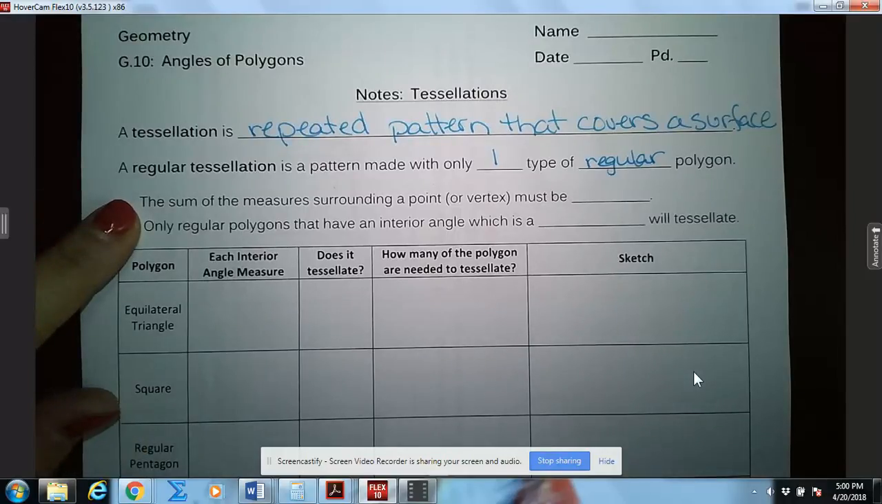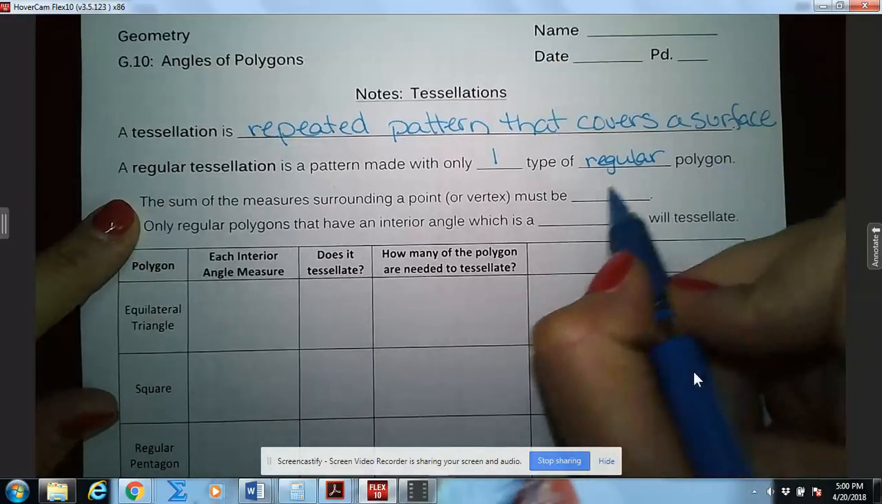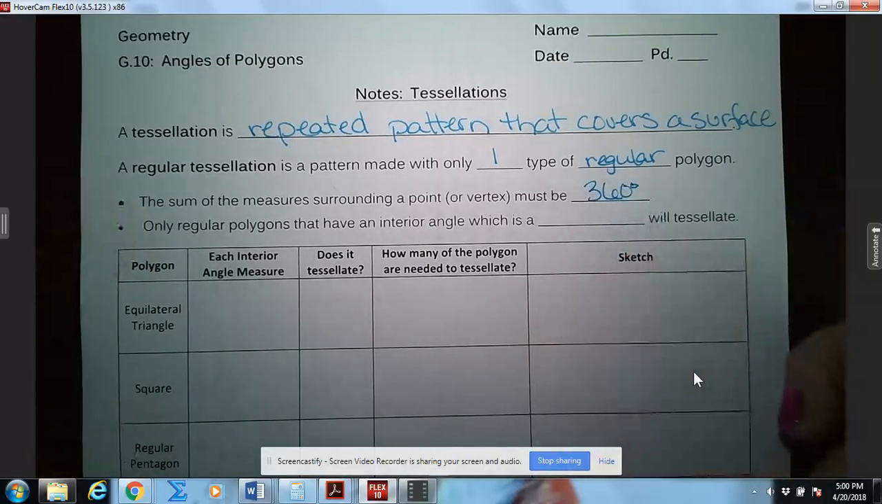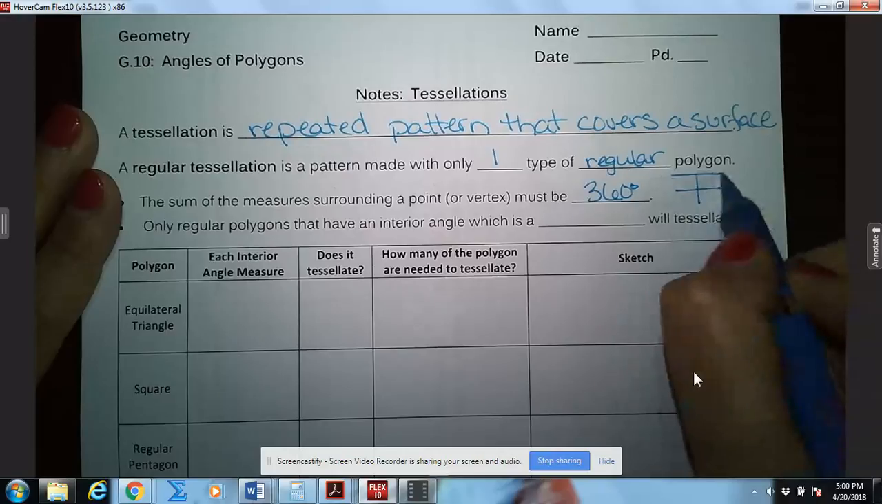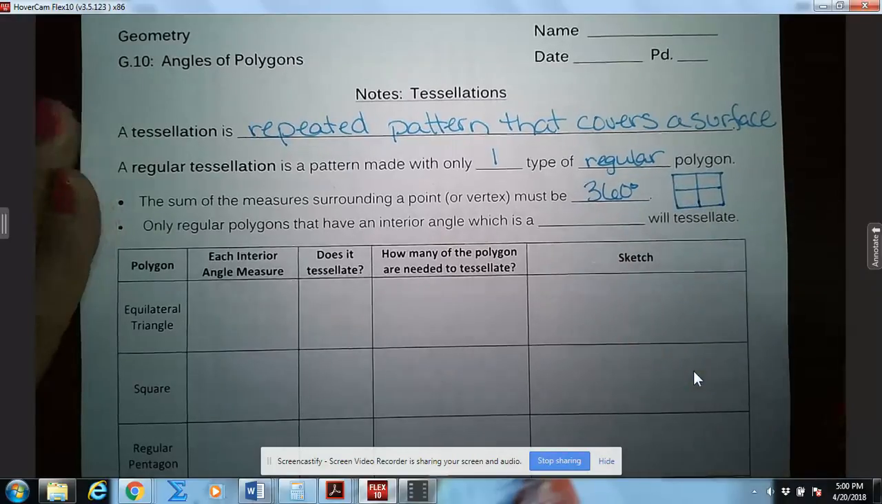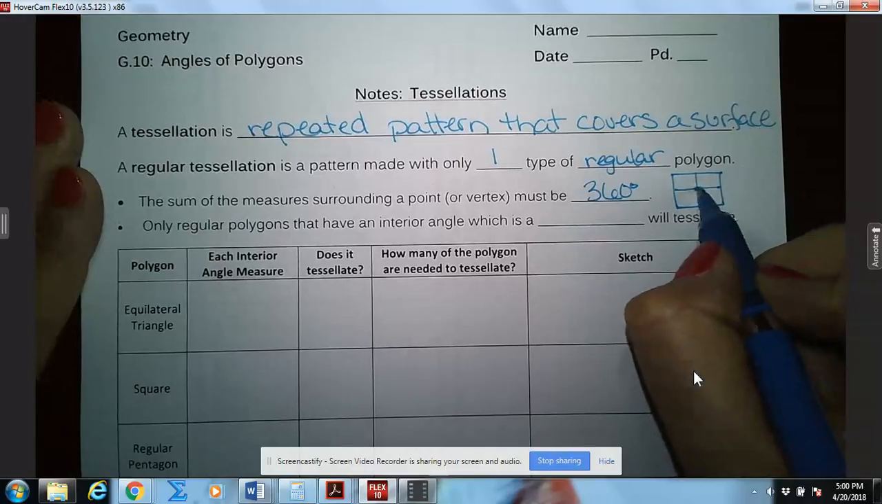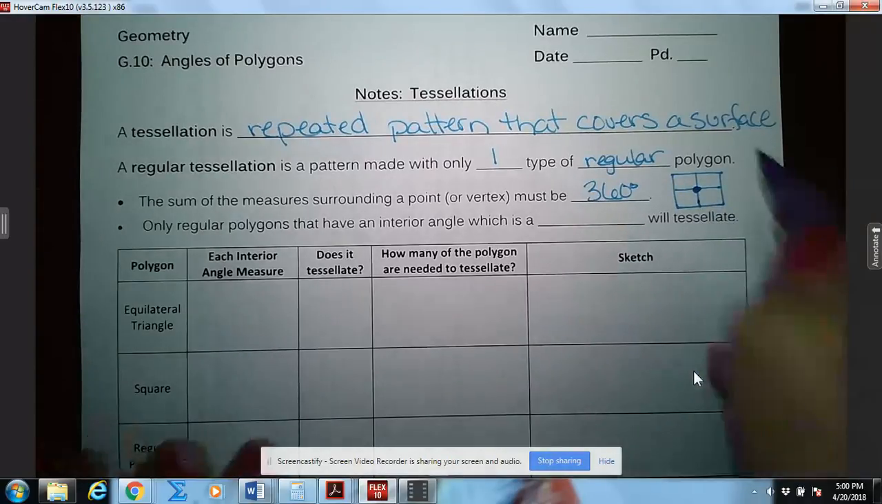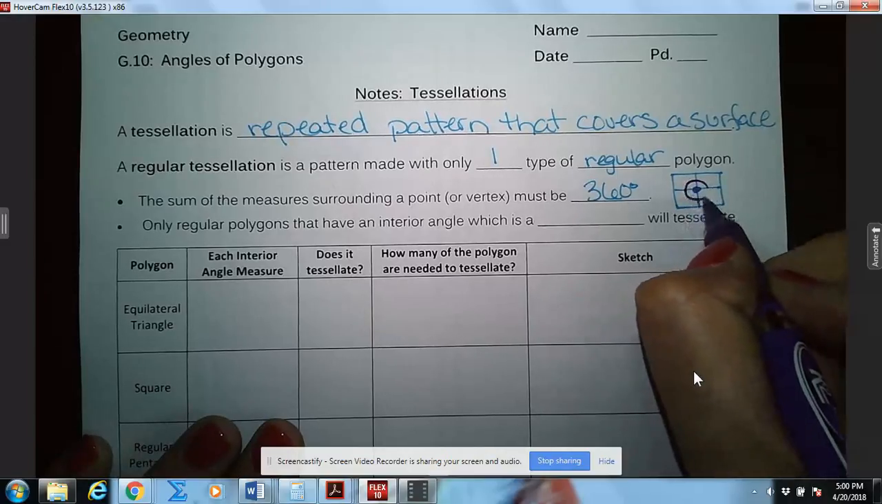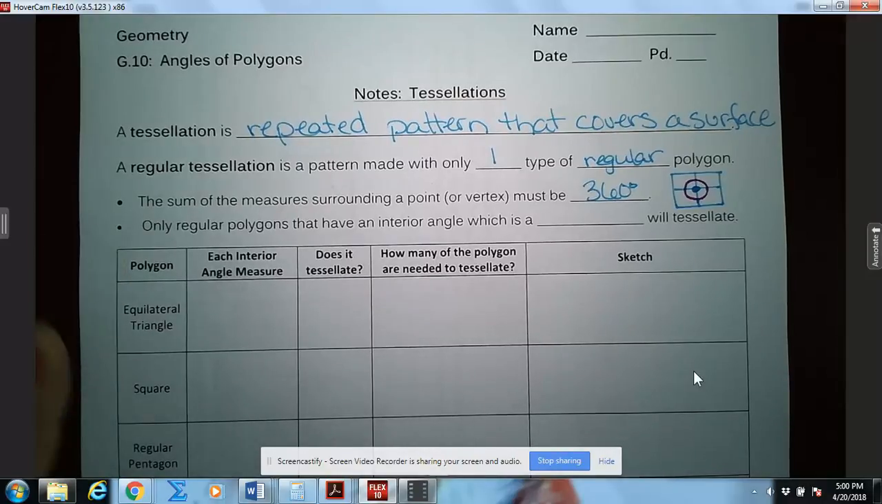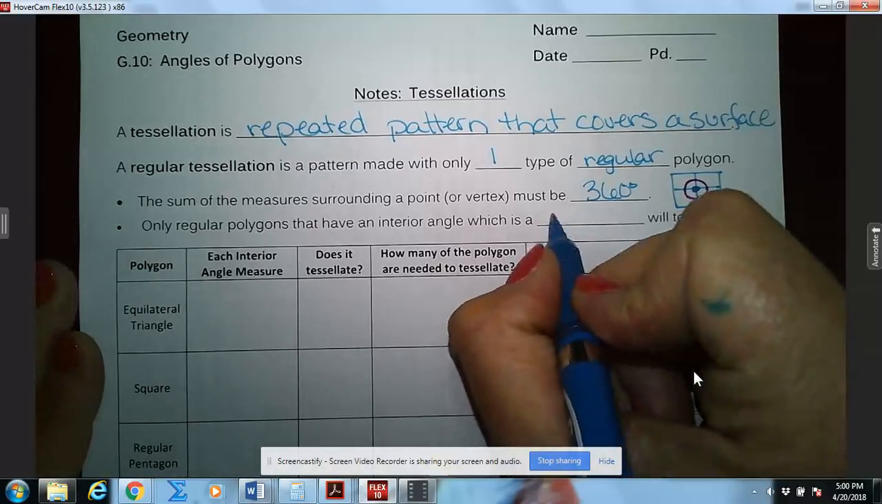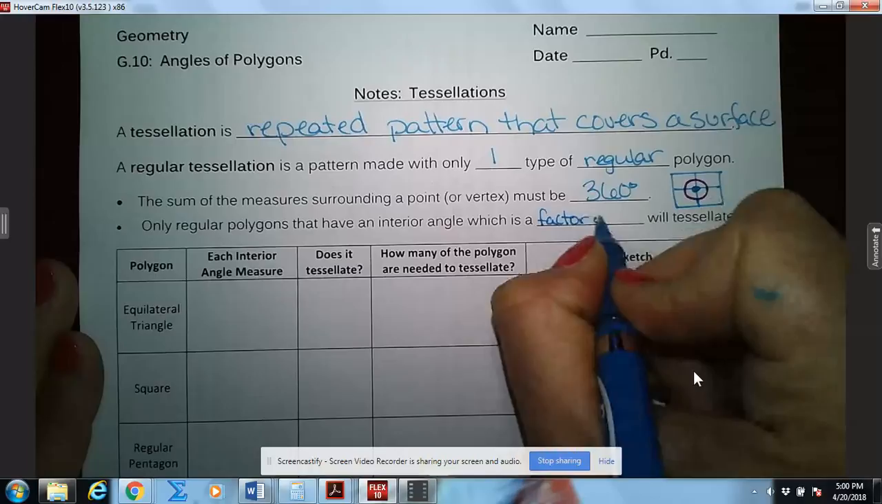The sum of the measures around any point or vertex must be 360 degrees, and I hope that makes sense. Think of that checkerboard. Here's just a little window of it. If this is the point, and we're going all the way around that point, you've got a total of 360 degrees to fill up around that point. So only regular polygons that have an interior angle, which is a factor of 360, will tessellate.